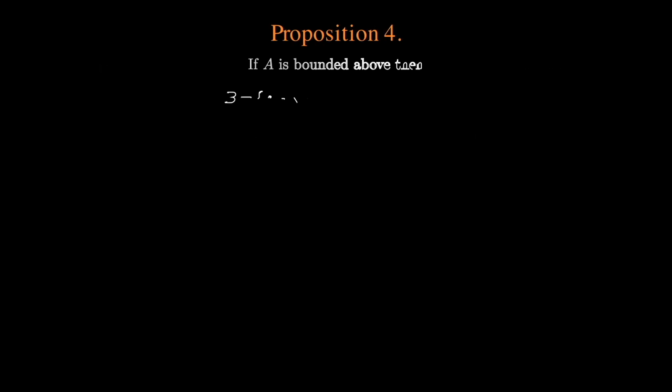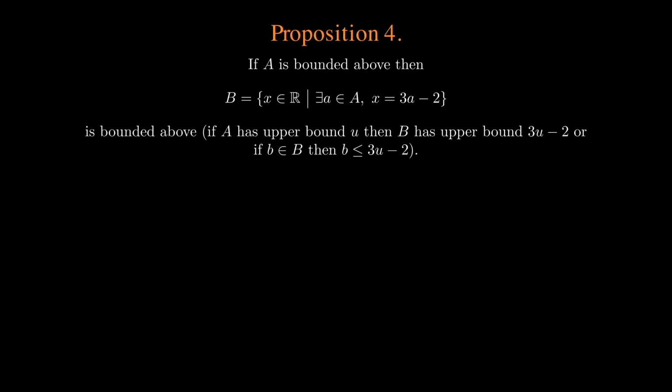This next proposition we will formalize a proof for. We're showing that if we have some set A, which is bounded above, then the set B, defined as such, is also bounded above. Another way of saying that is, if A has an upper bound u, then B has an upper bound 3u minus 2. Or, if little b is in the set B, then b is less than or equal to 3u minus 2.